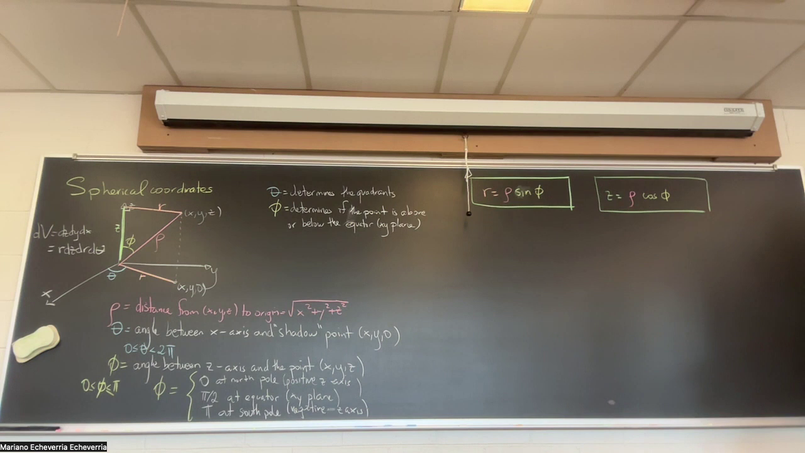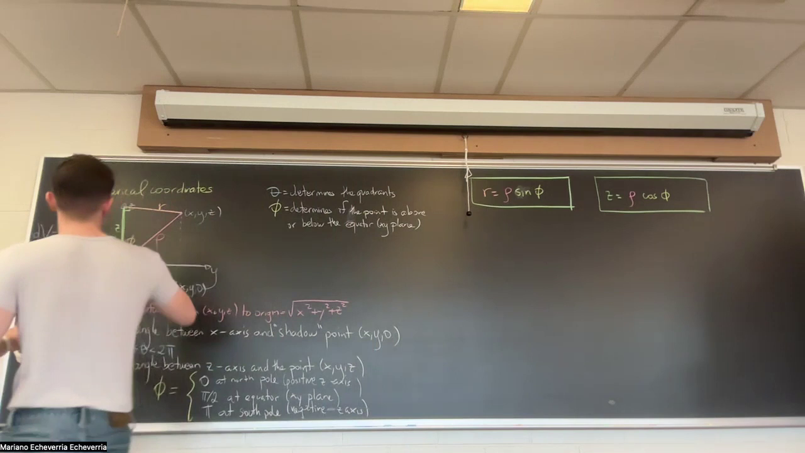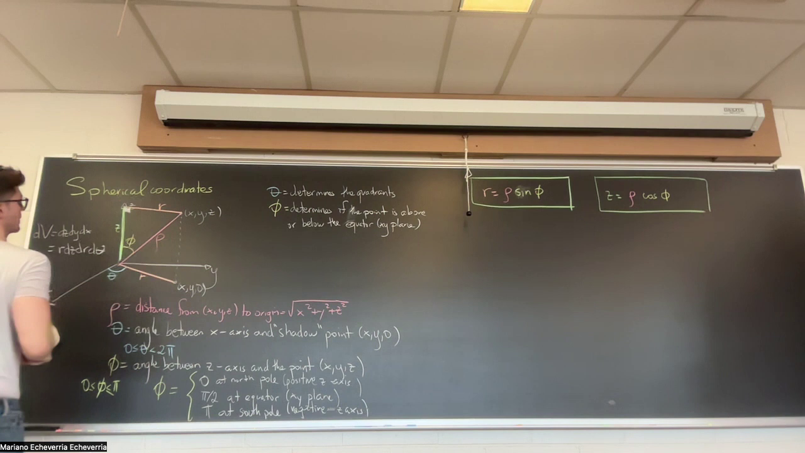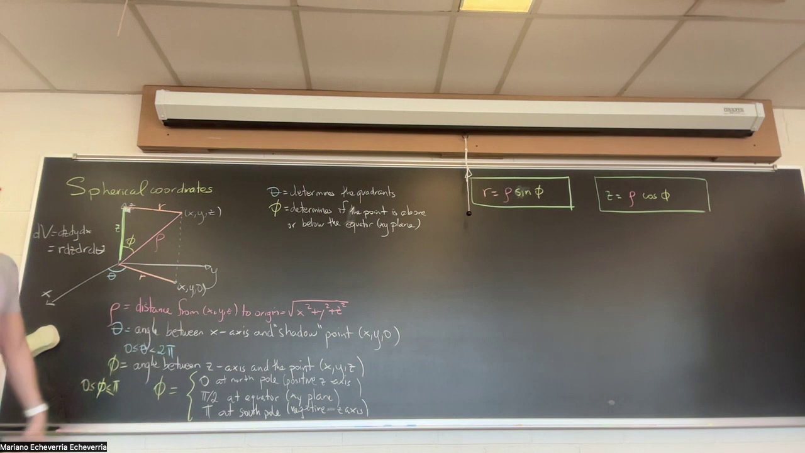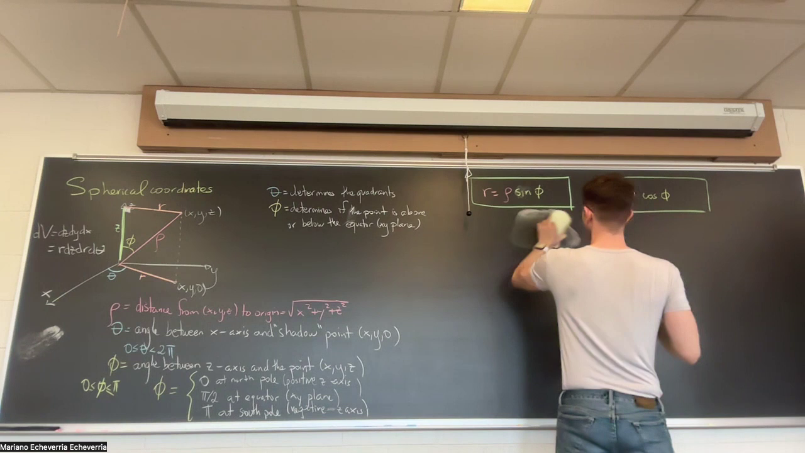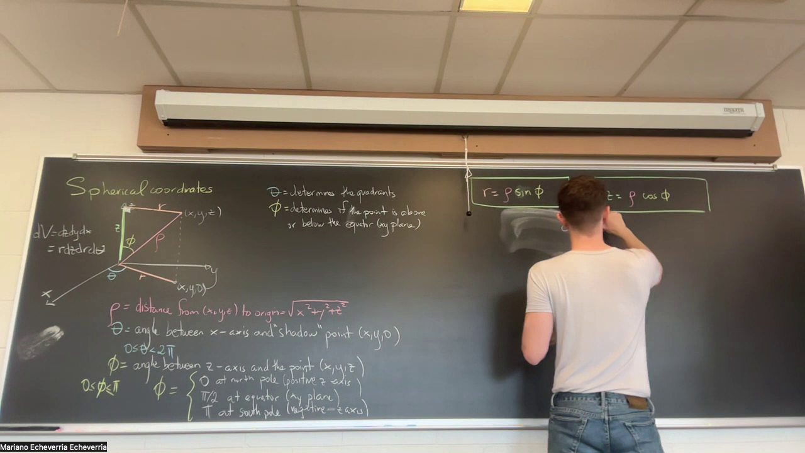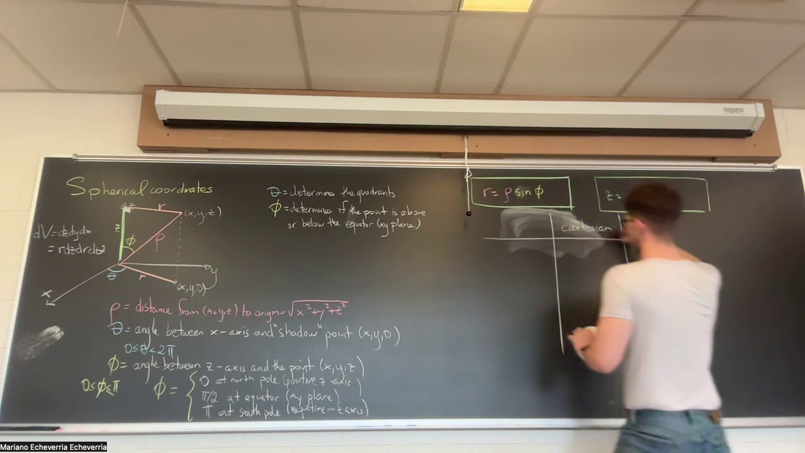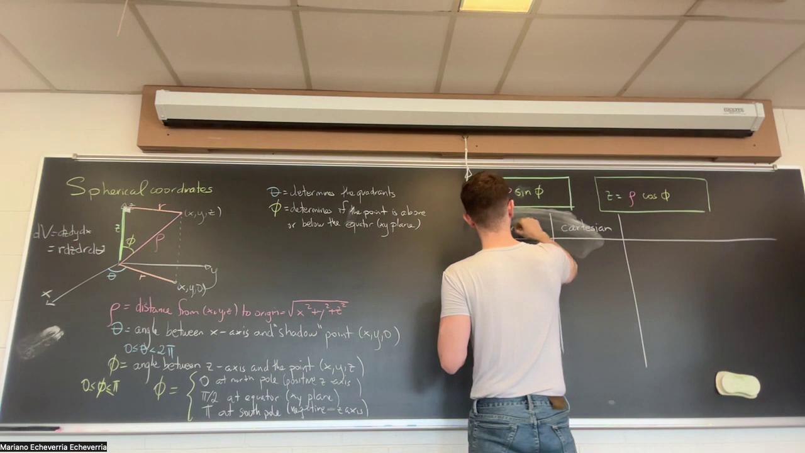Is that making sense how I got them? It's just from this right triangle that you see here. So again, I'll emphasize the 90 degree angle. Is that okay? So let me draw the table, which is really important. So here is, let's put it like this: Cartesian, cylindrical, and spherical.